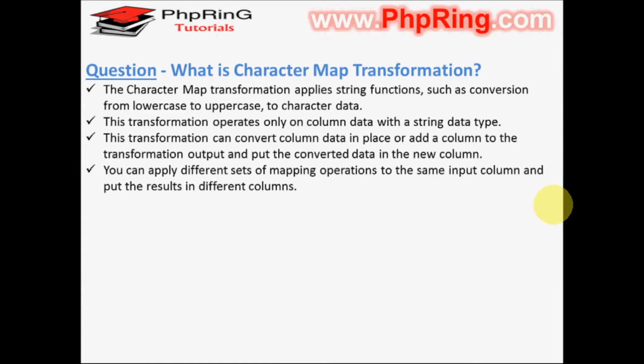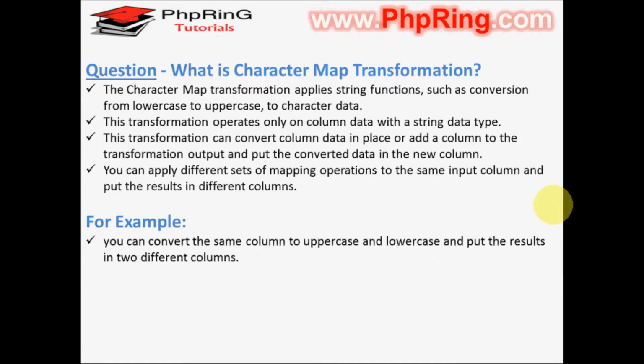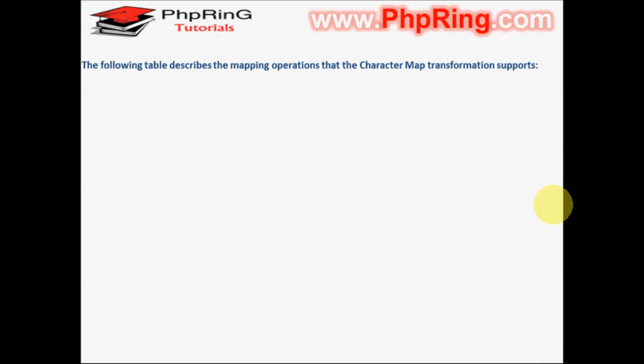You can apply different sets of character map transform operations to the same input column and put the results in different columns. For example, you can convert the same column to uppercase and lowercase and put the results in two different columns. The following table describes the mapping operations that the character map transformation supports.